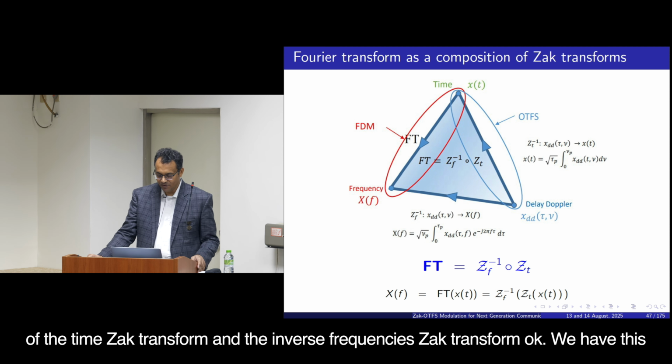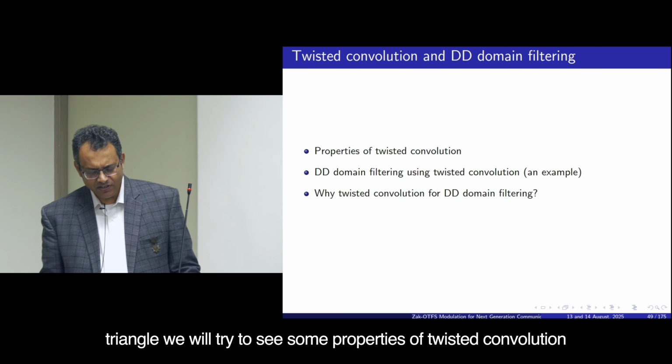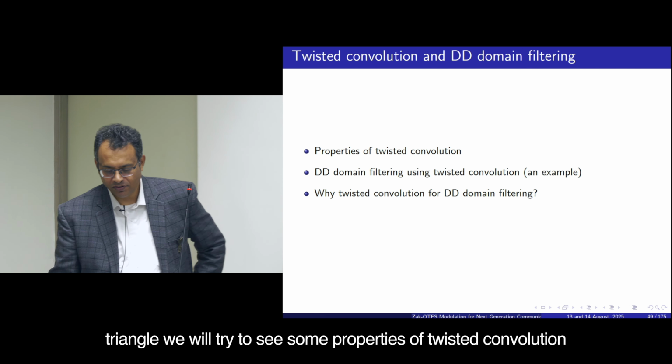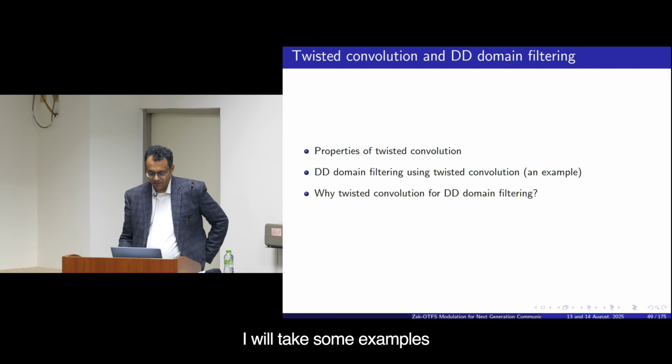Okay. We have this triangle. We will try to see some properties of twisted convolution. I will take some examples there. Okay.